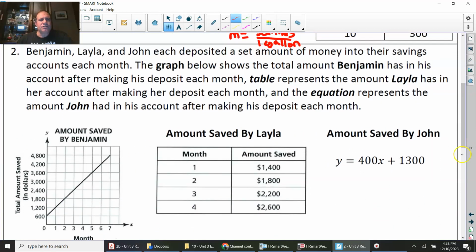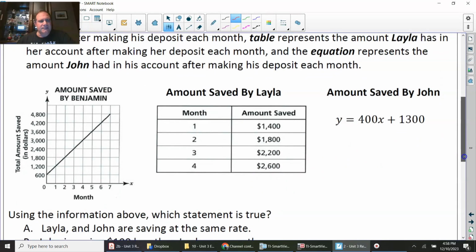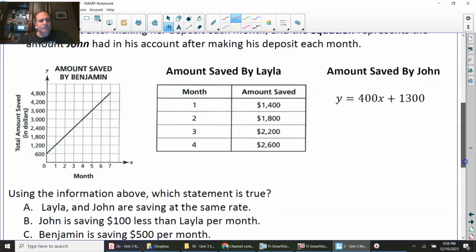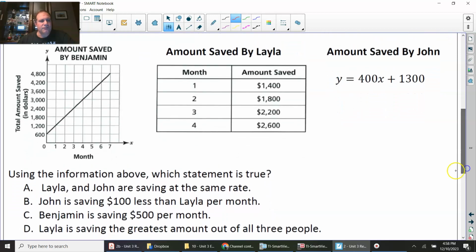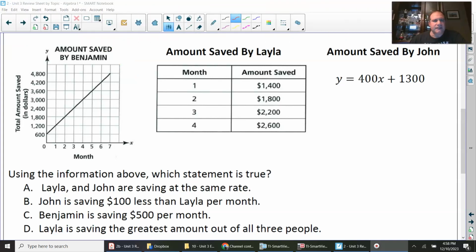Benjamin, Layla, and John deposited this set amount into their savings each month. The graph shows the total amount for Benjamin. This is Layla, and this is John. So they're asking which statement is true here. I'm just going to move this down and move my face over here because I like myself on the right. Who knows?